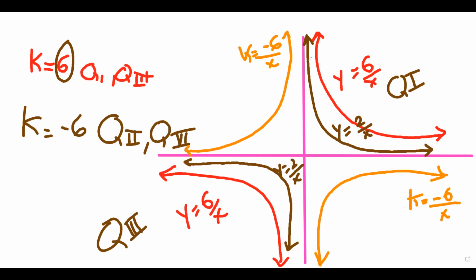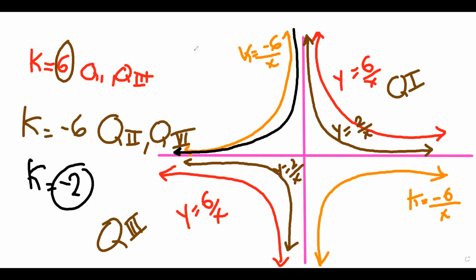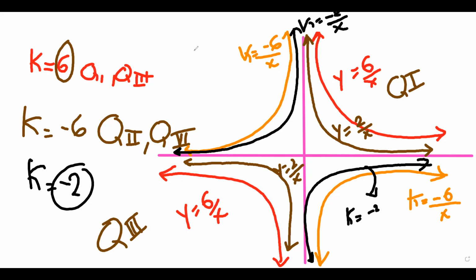And if you have k is -2, -2 is less than 0. So it has to be in quadrant 2 and quadrant 4. So this is now -2 over x. And here it is -2 over x.